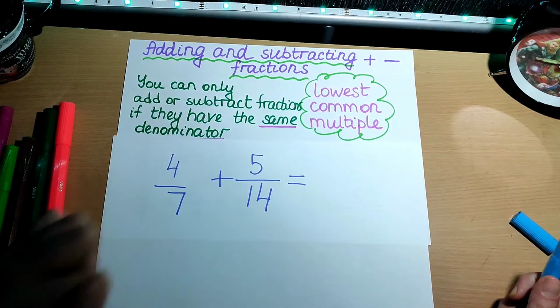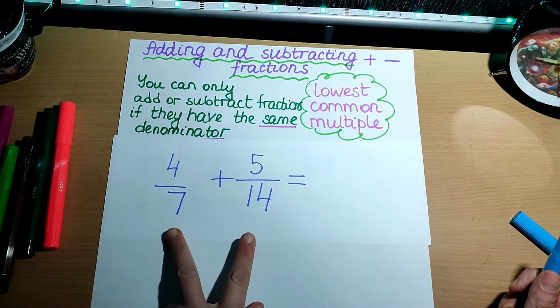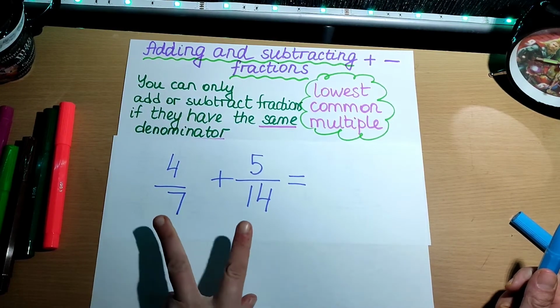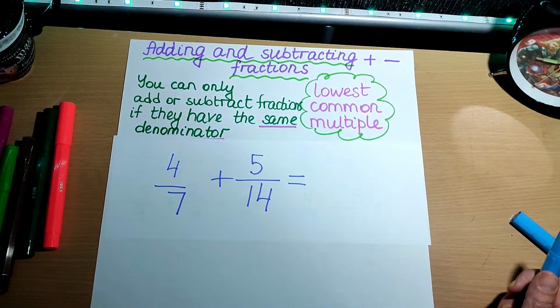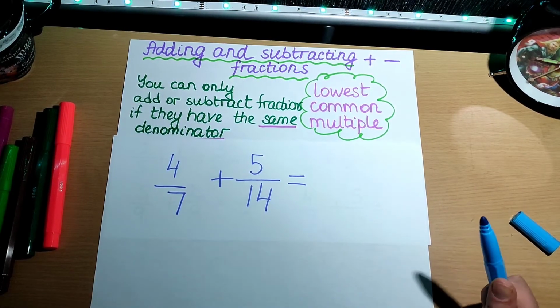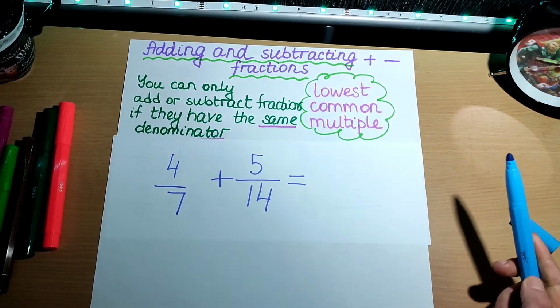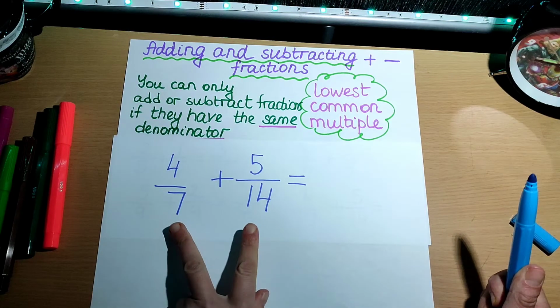4/7 add 5/14. Right, can we add this fraction straight away? No, we can't, because they have different denominators. We can only add or subtract fractions if they have the same denominator. Well, let's make the denominators the same. What's the lowest common multiple of these two numbers? What's the relationship between these two numbers?